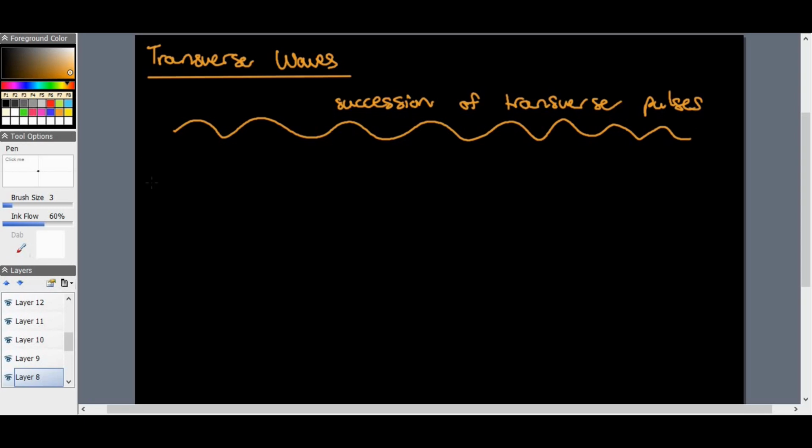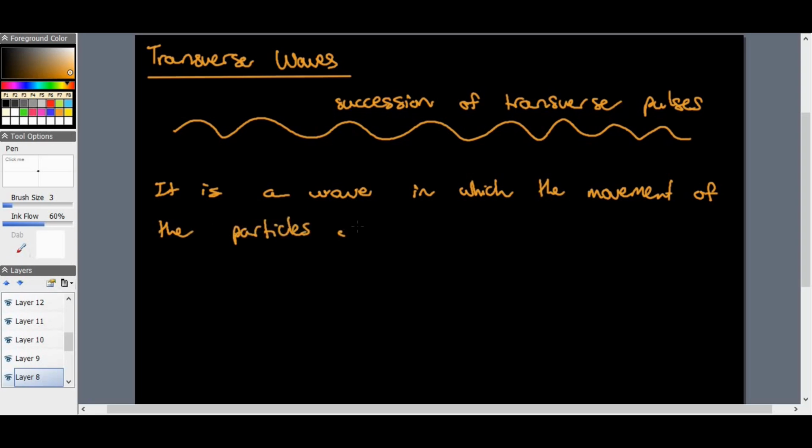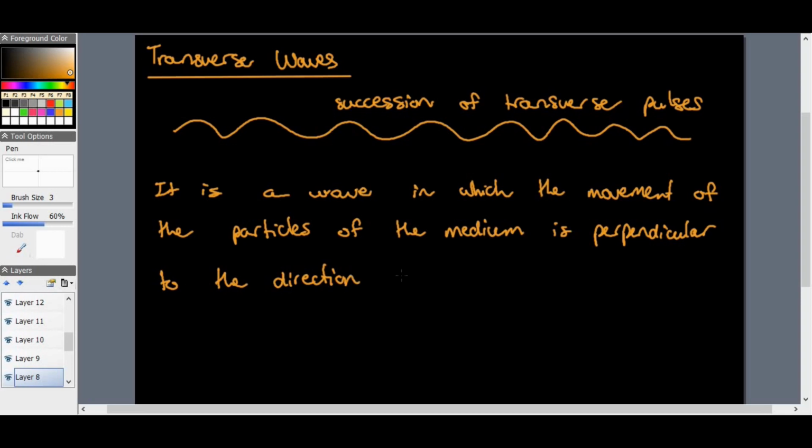Now, a more formal definition: it is a wave in which the movement of the particles of the medium is perpendicular, which is at 90 degrees, to the direction in which the wave moves. Okay, that's it.